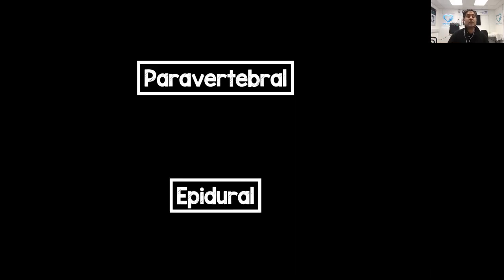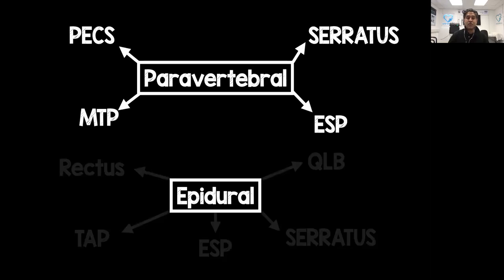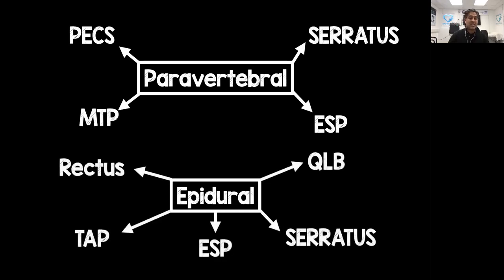So let's have an example here. If you couldn't site a paravertebral block, say for rib fractures or for breast surgery, you could do a PECS block, a serratus plane block, an ESP, or a midpoint between the transverse process and the pleura, an MTP block. If you couldn't site an epidural for rib fractures or for abdominal surgery, you could do a rectus sheath block, a TAP block, maybe a quadratus lumborum block, a serratus plane, or an ESP if it's for the chest.